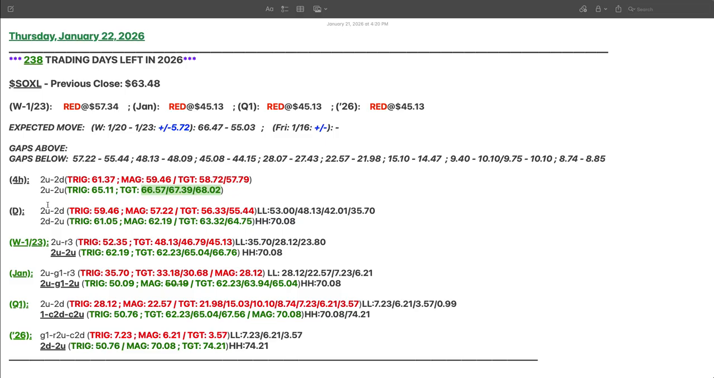On the day, if we go 2 down on the day, that triggers at 59.46. That's the magnitude of the 4-hour move. If we trigger 59.46, then the magnitude of this 2 up, 2 down on the day chart is 57.72. Again, if we really get some momentum going to the downside due to some catalyst or something, we do have the extended targets here to the downside. To the upside, it's not a 2 down, 2 up. It's a 2 up, 2 up continuation. And I don't know what happened with my notes. There we go.